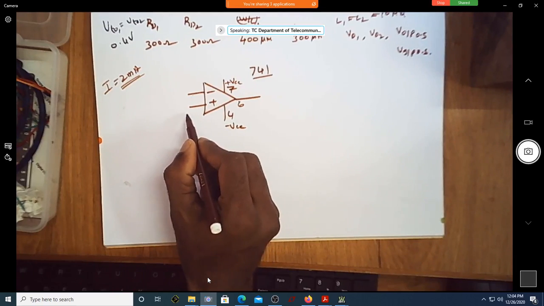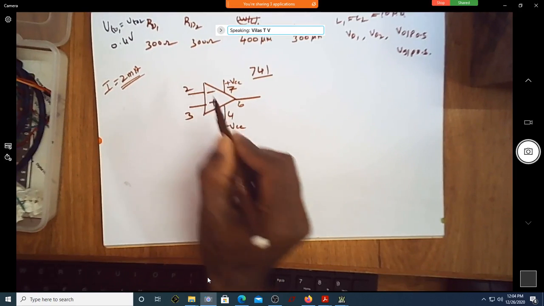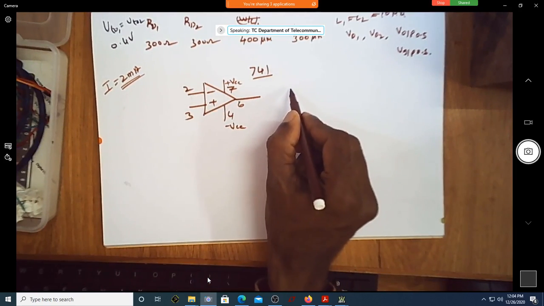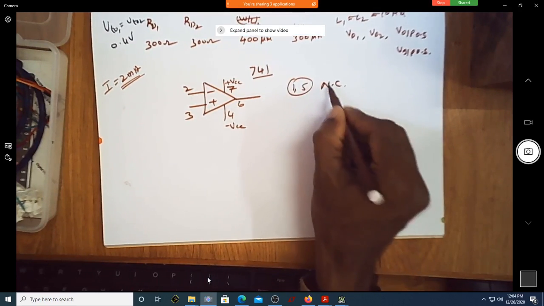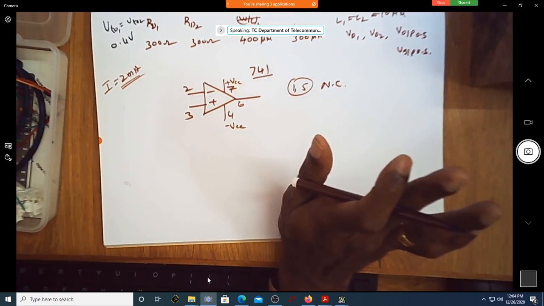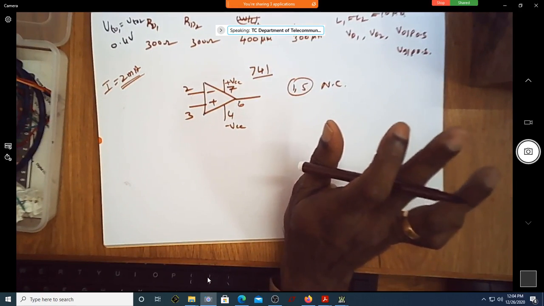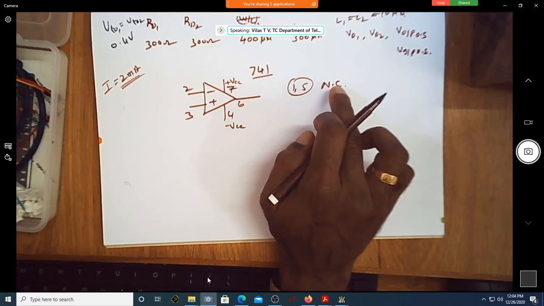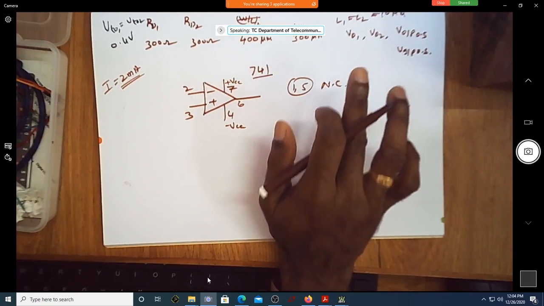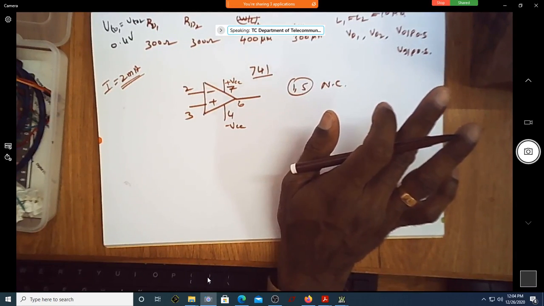Non-inverting terminal is pin number 3. Pin number 2 is the inverting terminal. So we are not using pin number 1 and 5. They are actually meant for offset correction. If you see the data sheet of 741, 1 and 5 are used for offset correction, which at this level we are not doing.